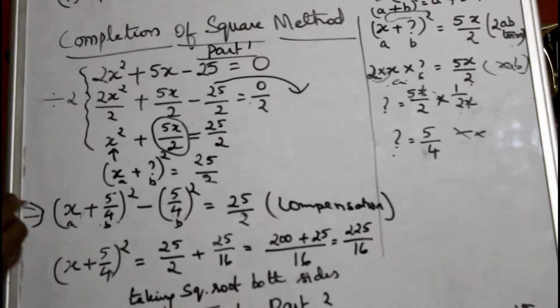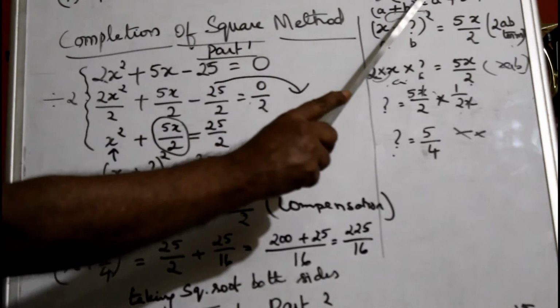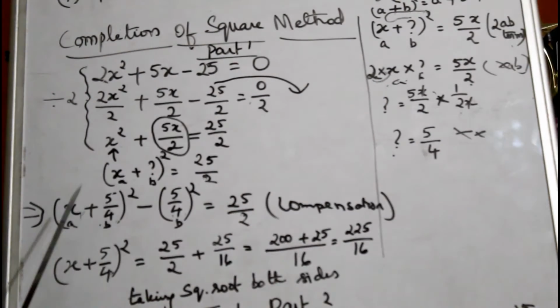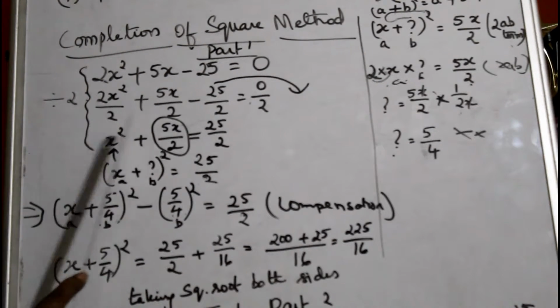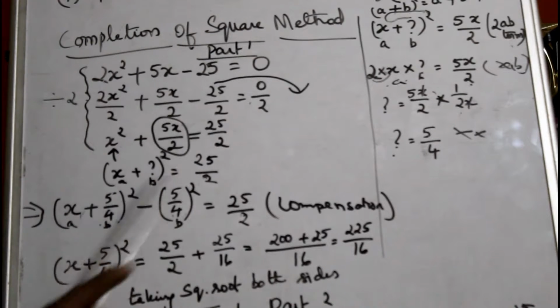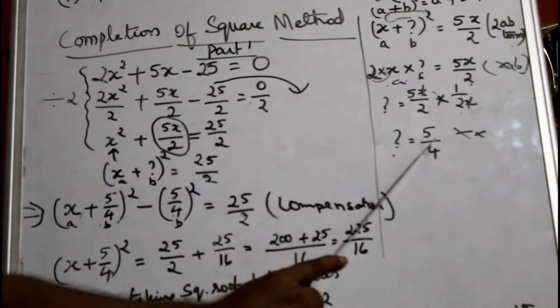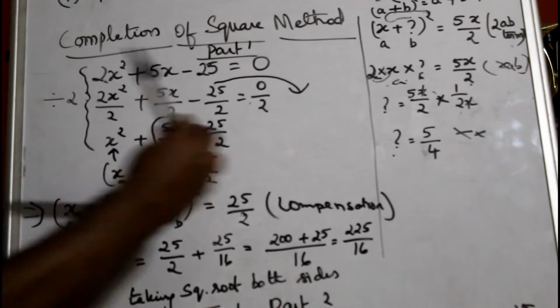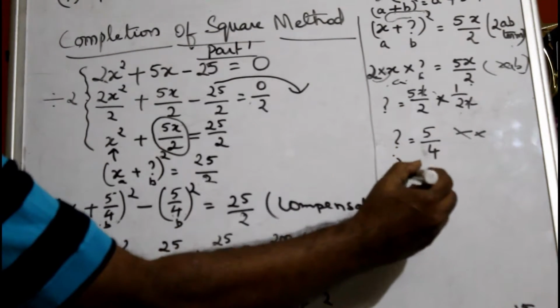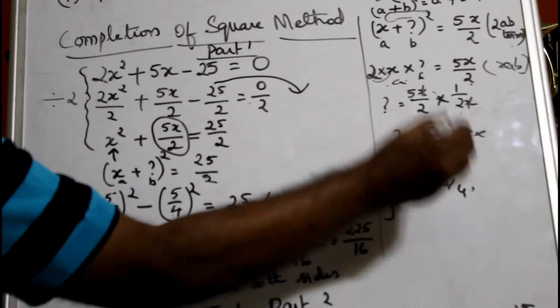Again I repeat, that's why in this step I put an arrow. You may ask me how you get this minus 5 by 4. When you expand this square, I told you, you get 3 terms, 1, 2 and 3. When you expand this square, you get here only 2 terms, a square and 2ab. The missing term is plus b square. The compensation is minus b square. And remember, b is 5 by 4. This question mark is called b. So you can write b equal to 5 by 4.